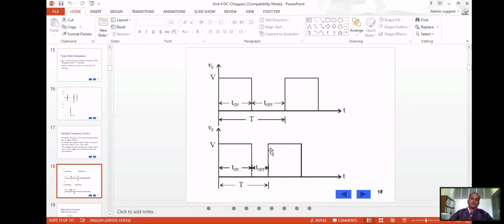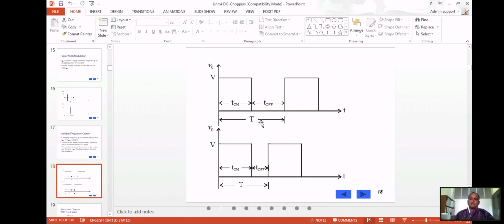So this is what is happening. Your T1 is kept constant in both waveforms, but your total time period T is variable. It means that frequency is changing: variable frequency control. What will happen to the duty cycle? You must know that duty cycle is equal to T1 divided by total time T. So T1 is remaining constant, but there is a change in the duty cycle in this case also.